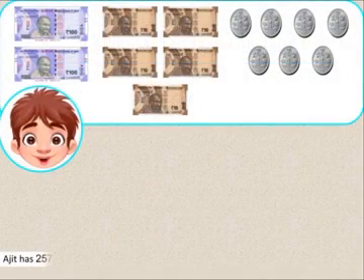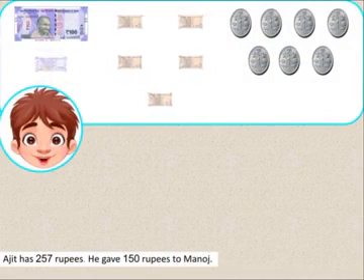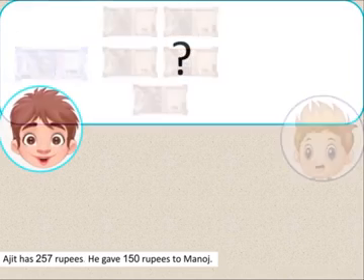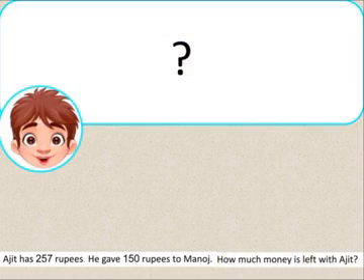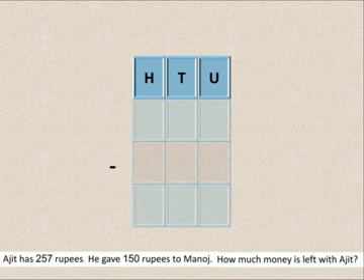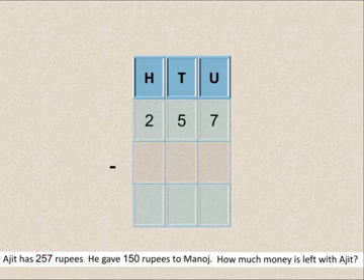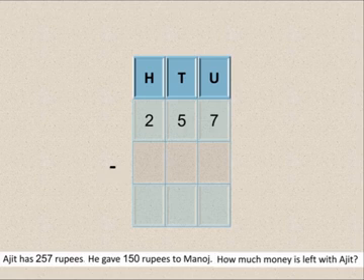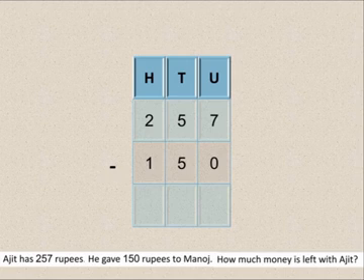Ajit has 257 rupees. He gave 150 rupees to Manoj. How much money is still left with Ajit? Let's subtract the numbers in a tabular format. How much money does Ajit have? Correct. Ajit has 257 rupees. How much money did Ajit give Manoj? You are correct. Ajit gave 150 rupees to Manoj.